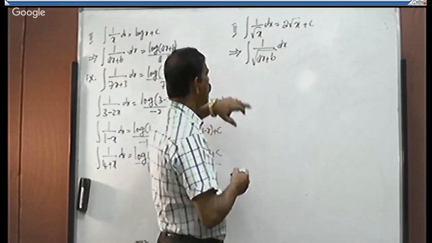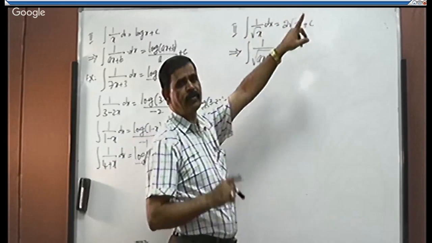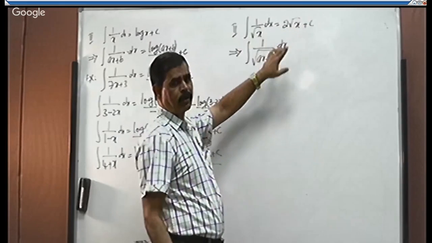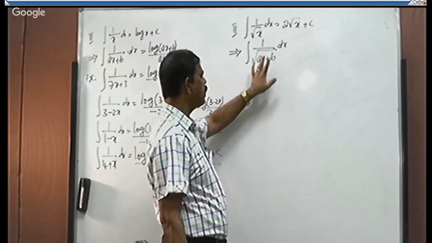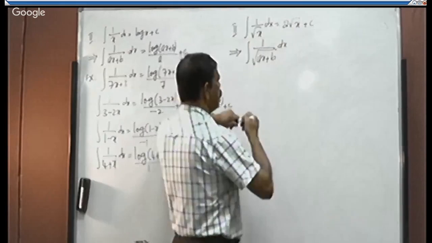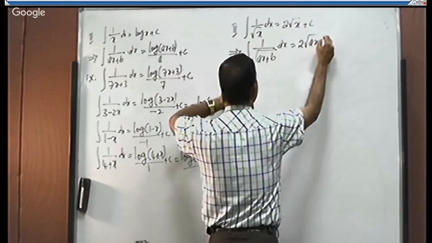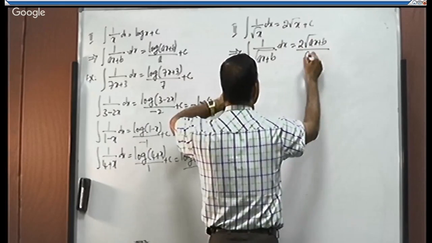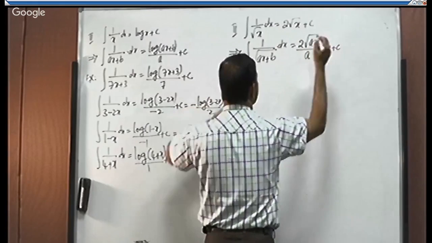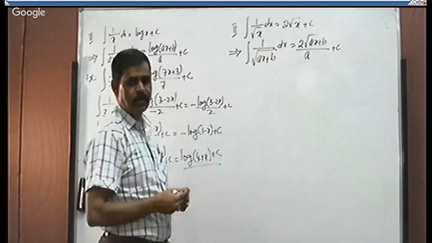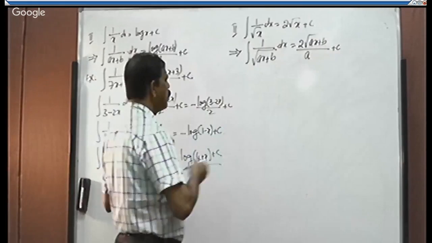So in the standard form, we should change every x into ax plus b, on the left side as well as the right side. That is 2 into root of ax plus b divided by the x coefficient. The x coefficient is a. Example.